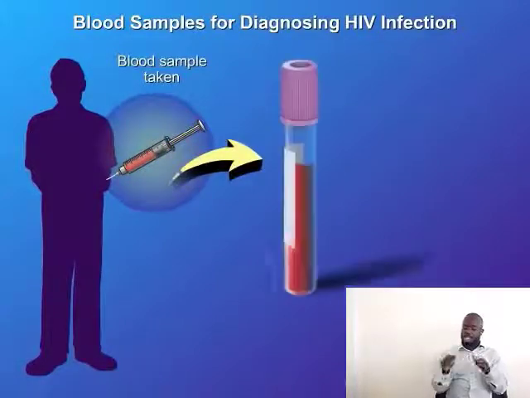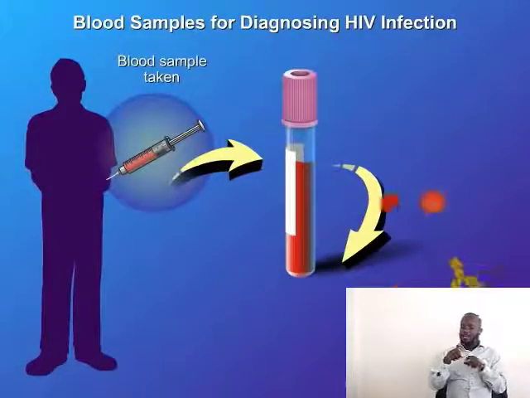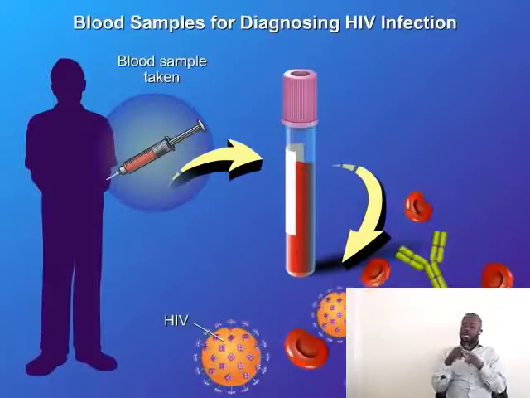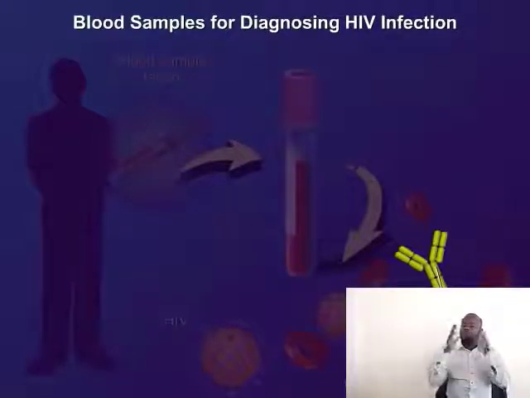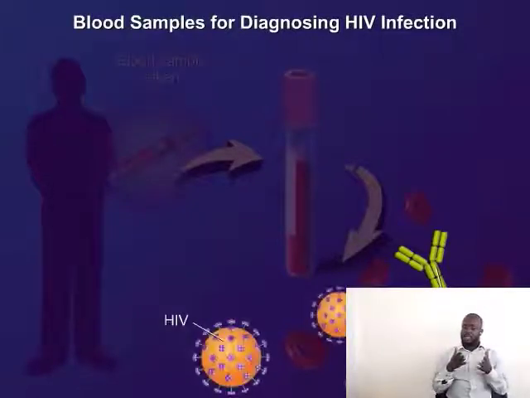Tests performed on your blood sample will look for the virus itself, or specific markers, called antibodies, that indicate that the virus is present. Antibodies are special proteins produced by the body's immune system to fight infection when HIV enters the body. If a person has HIV-specific antibodies in their blood, it means they have been infected with HIV.